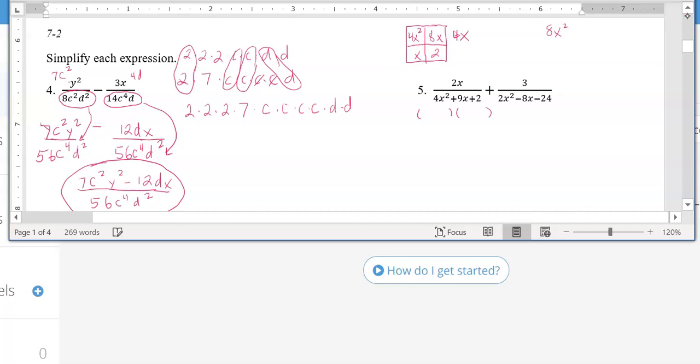So the GCF of the top row would be 4x, and the bottom row would be 1. So that tells me that one of my prime factors is 4x plus 1. Going this way, the GCF would be x, and this way would be 2, and that's my other factor.